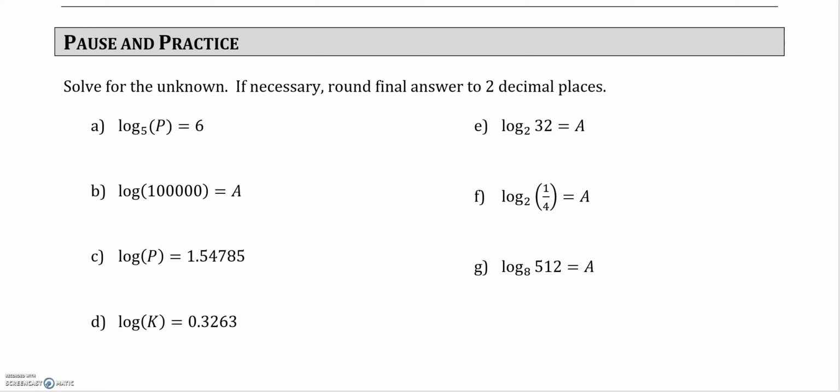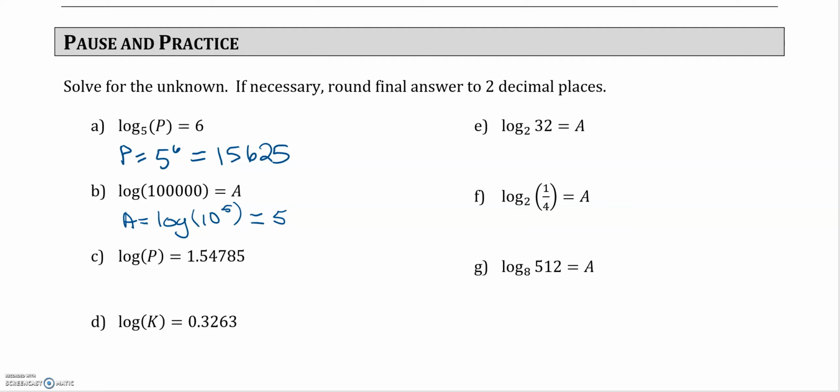Log of p of base 5 is equal to 6. We get p is equal to 5 to the power of 6. Evaluating this on your calculator, you find that the final answer is 15,625. So we have log of base 10 of 100,000 is equal to a. So a, we can rewrite 100,000 as 10 to the power of 5, and we have log of base 10 of 10 to the power of 5, which is equal to 5.